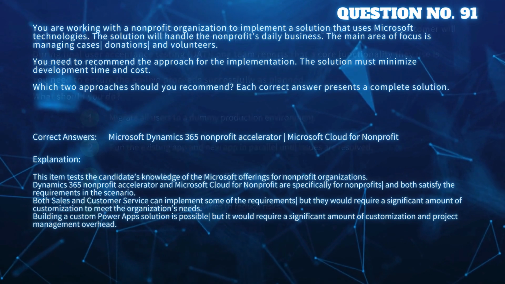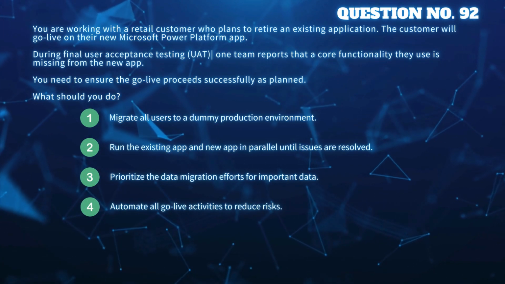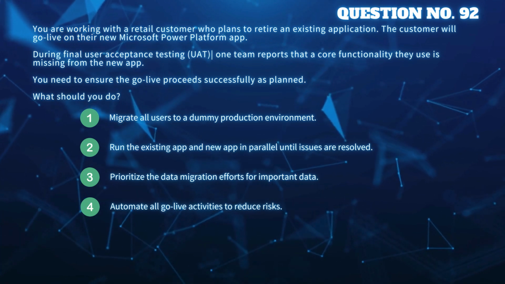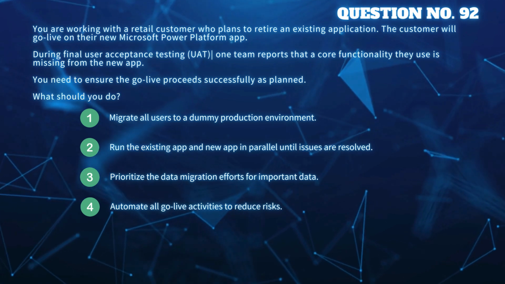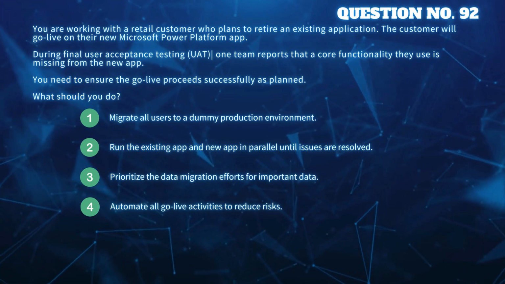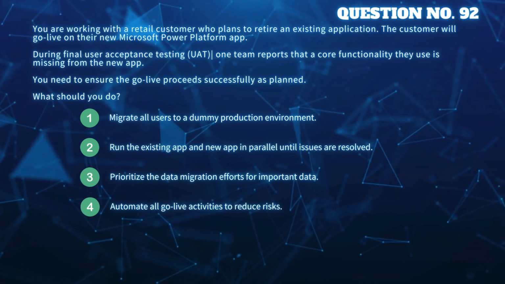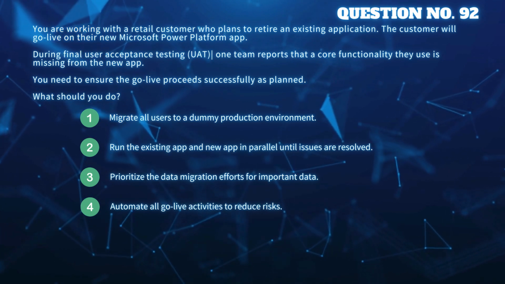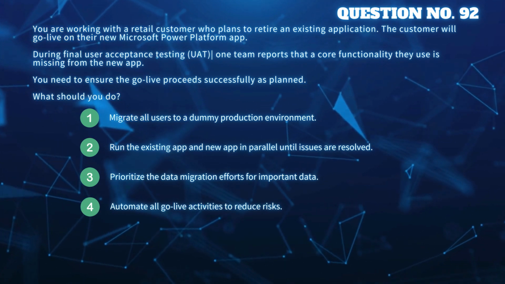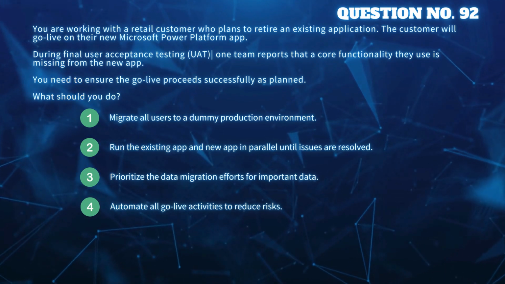You are working with a retail customer who plans to retire an existing application. The customer will go live on their new Microsoft Power Platform app. During final user acceptance testing, UAT, one team reports that a core functionality they use is missing from the new app. You need to ensure the go-live proceeds successfully as planned. What should you do?